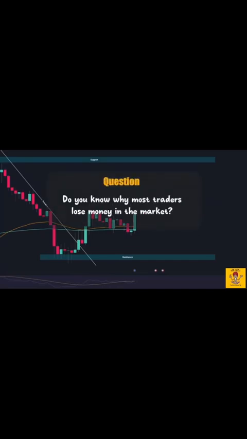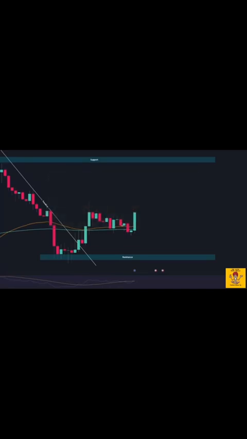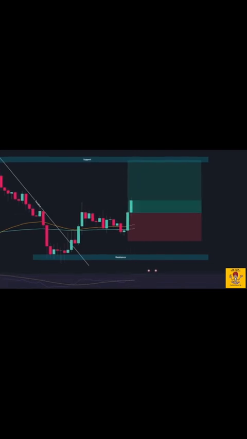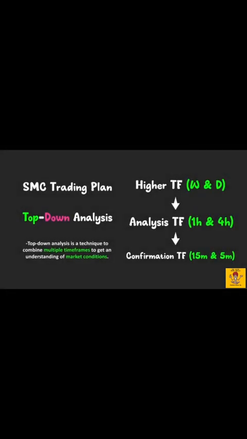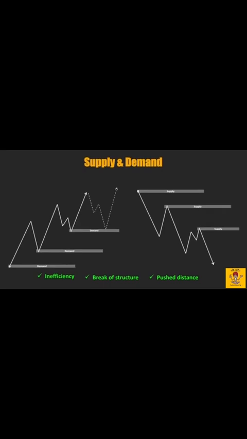Do you know why most traders lose money in the market? It's because they jump in without a solid trading plan. That's why today, we're going to show you a powerful day trading strategy, a smart money trading plan that guides you from start till entry, with mechanical rules to be followed.